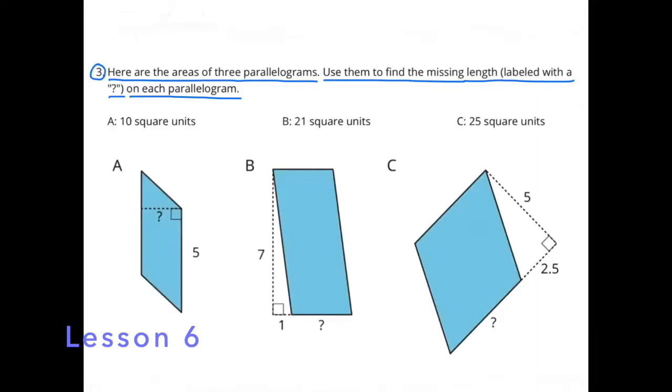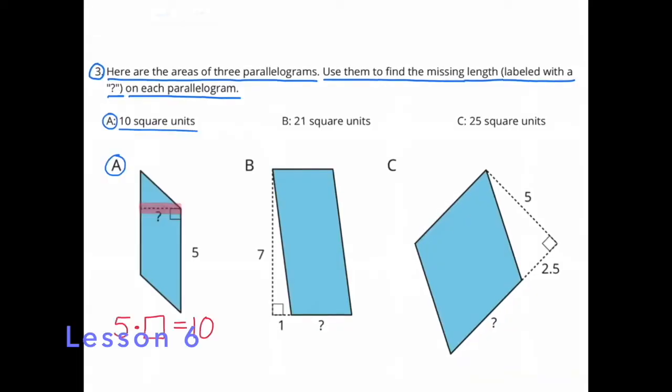Number 3. Here are the areas of 3 parallelograms. Use them to find the missing length, labeled with a question mark, on each parallelogram. Figure A has the area of 10 square units, the base is 5, and the height is unknown. 10 divided by 5 equals 2. Or 5 times 2 equals 10.